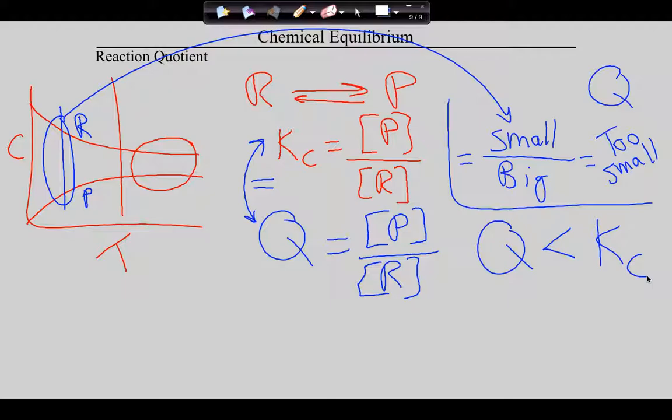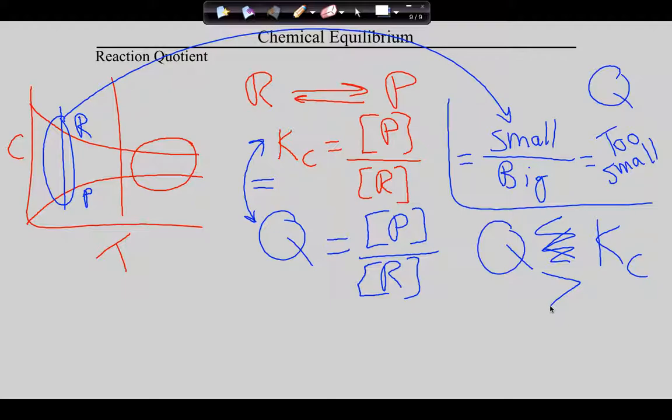Does that make sense? So what if the opposite were true? What if Q were bigger than Kc? Well, if Q was bigger than Kc, now we've got too much product. And what's the reaction going to do to get to Kc? Get rid of product and make more reactant. That's the forward and reverse stuff.